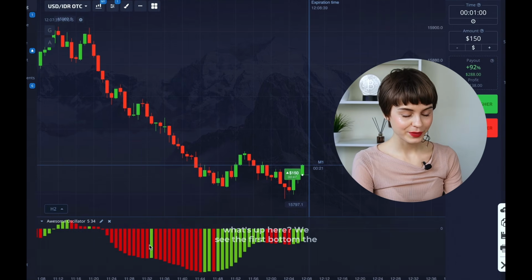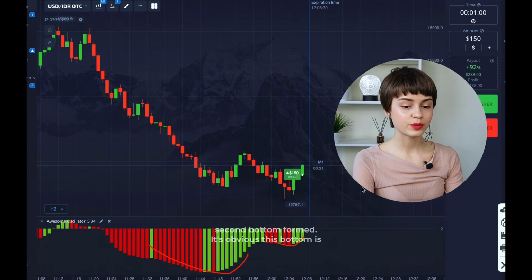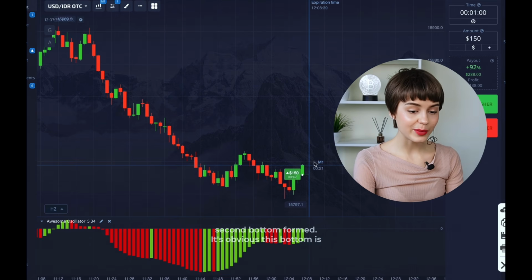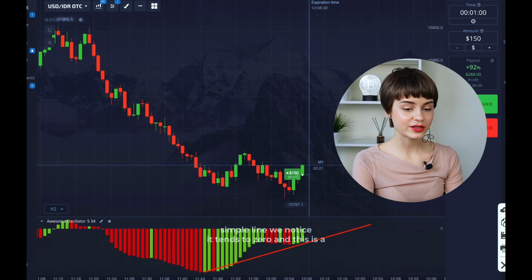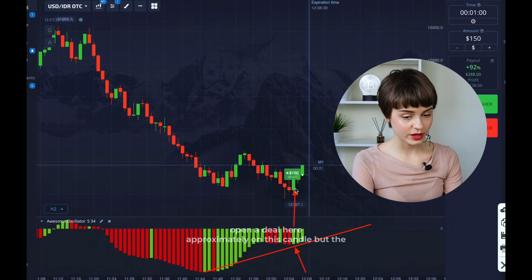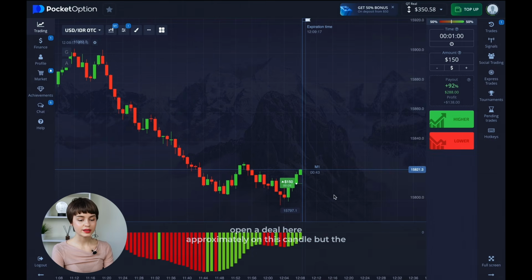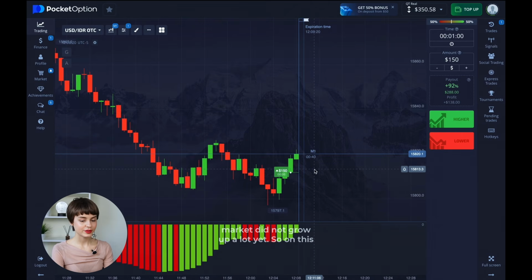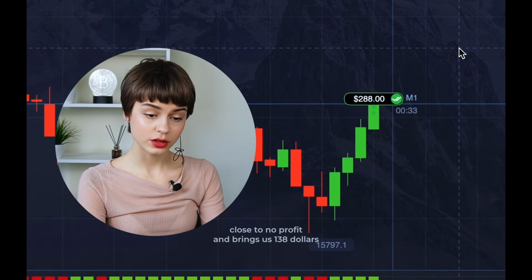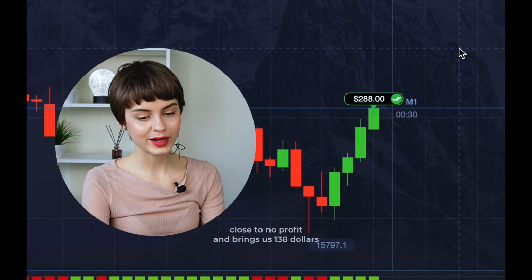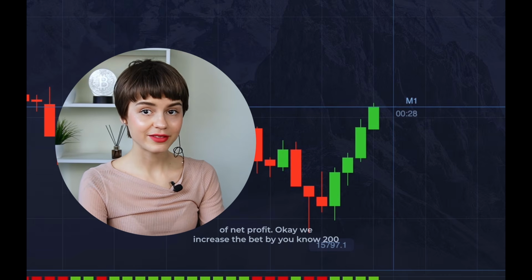So, what's up here? We see the first bottom, the second bottom formed. It's obvious this bottom is closer to zero than this one, so if we draw a simple line, we notice it tends to zero, and this is a signal to bet higher. We were supposed to open a deal approximately on this candle, but the market did not grow up a lot yet, so on the third green candle, I open a bet with higher, and it brings us $138 of net profit.